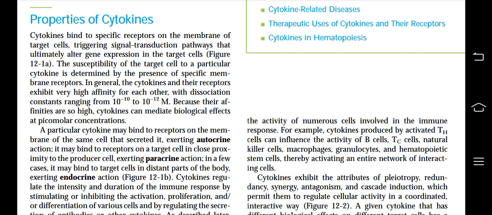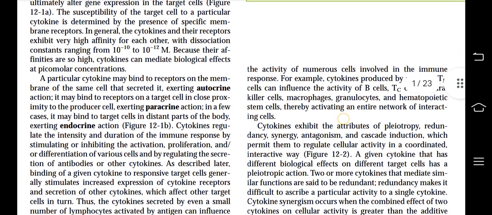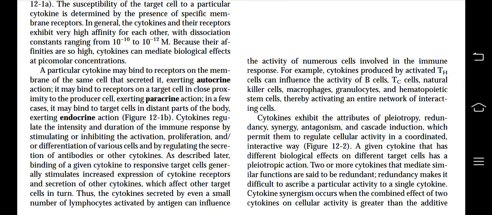A particular cytokine may bind to receptors on the membrane of the same cell that secretes it, exerting autocrine action. It may bind to receptors on a target cell in close proximity to the producer cell, exerting paracrine action. In a few cases, it may bind to target cells in distant parts of the body, exerting endocrine action. So cytokines regulate the intensity and duration of the immune response by stimulating or inhibiting the activation, proliferation, and differentiation of various cells, and by regulating the secretion of antibodies or other cytokines.